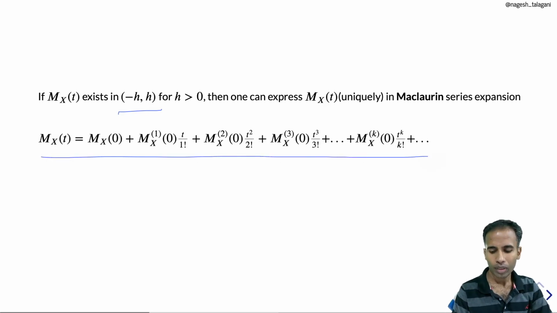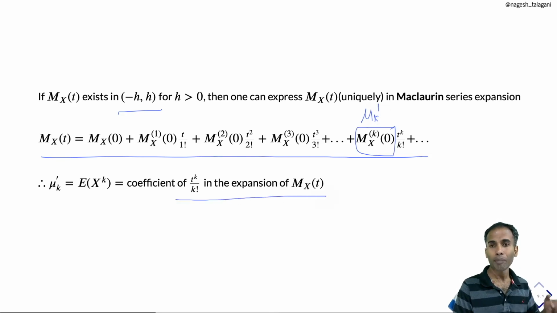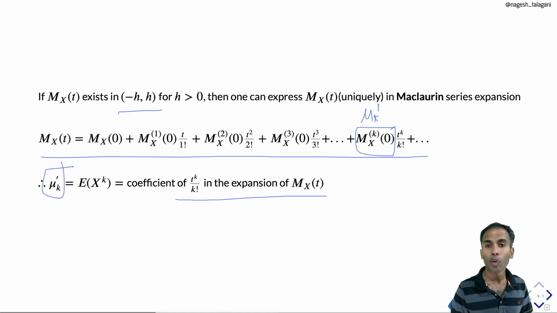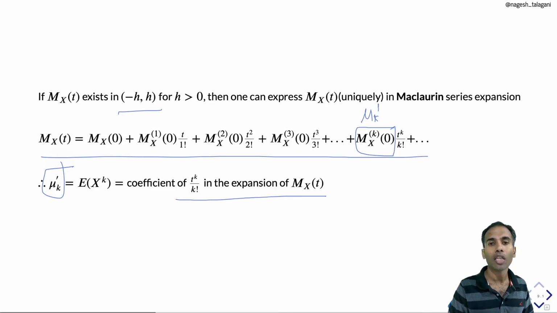We know that the kth derivative of the MGF at 0 is actually the kth non-central moment, mu k dash, right? So we can see that the coefficient of t to the power k by k factorial in the Maclaurin series expansion of the MGF is mu k dash. If you want to get all the moments, you expand the given MGF using Maclaurin series expansion and read off the coefficient of t to the power k by k factorial as mu k dash. So this is how you can get hold of all the moments of the distribution from the MGF.